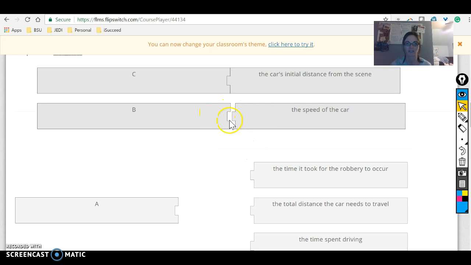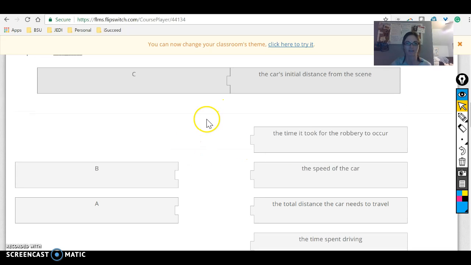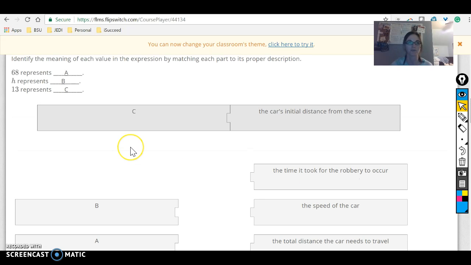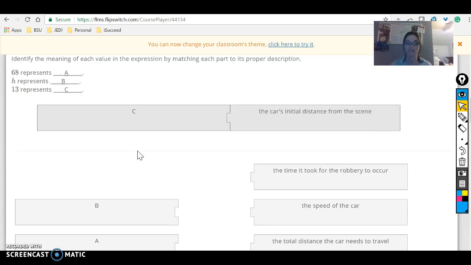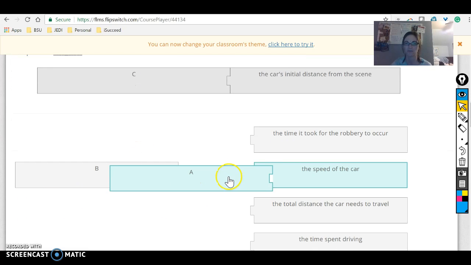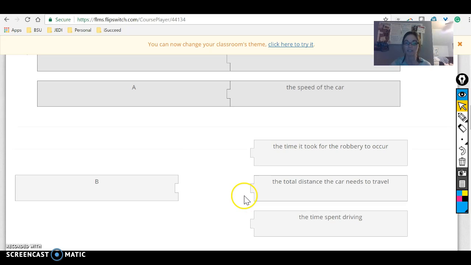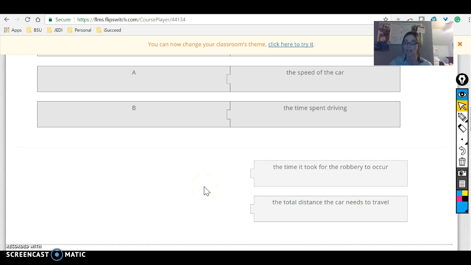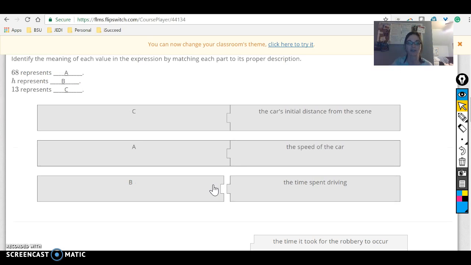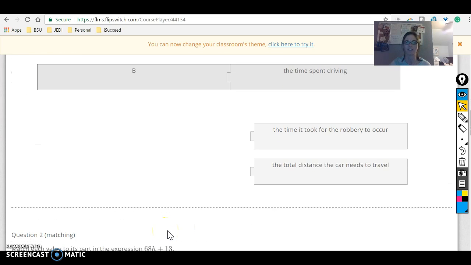H, let's see if I can undo that here. Okay, so H is not the speed of the car. 68 would be the speed of the car. So A would be the speed of the car, and H would be that time spent driving. So 68, let's say that's 68 miles an hour, multiplied by however much time they were traveling. So H would be that time traveled. Okay, so hopefully that makes sense there.